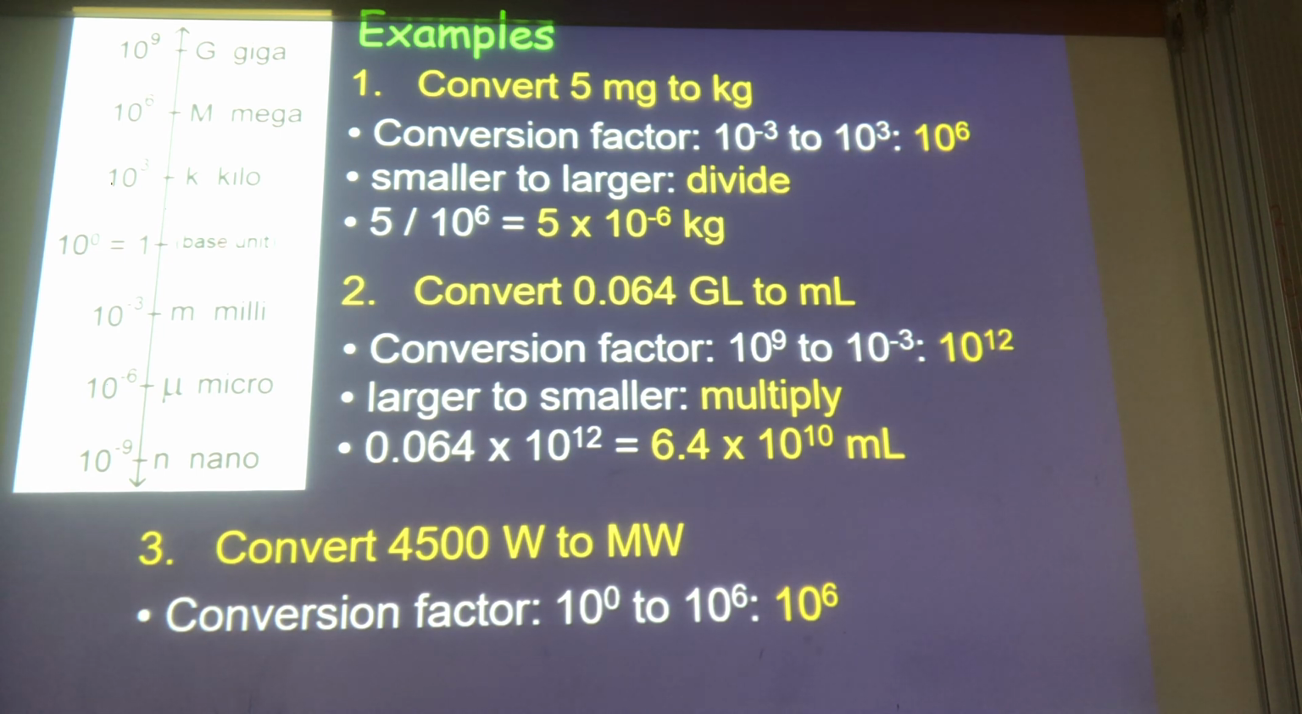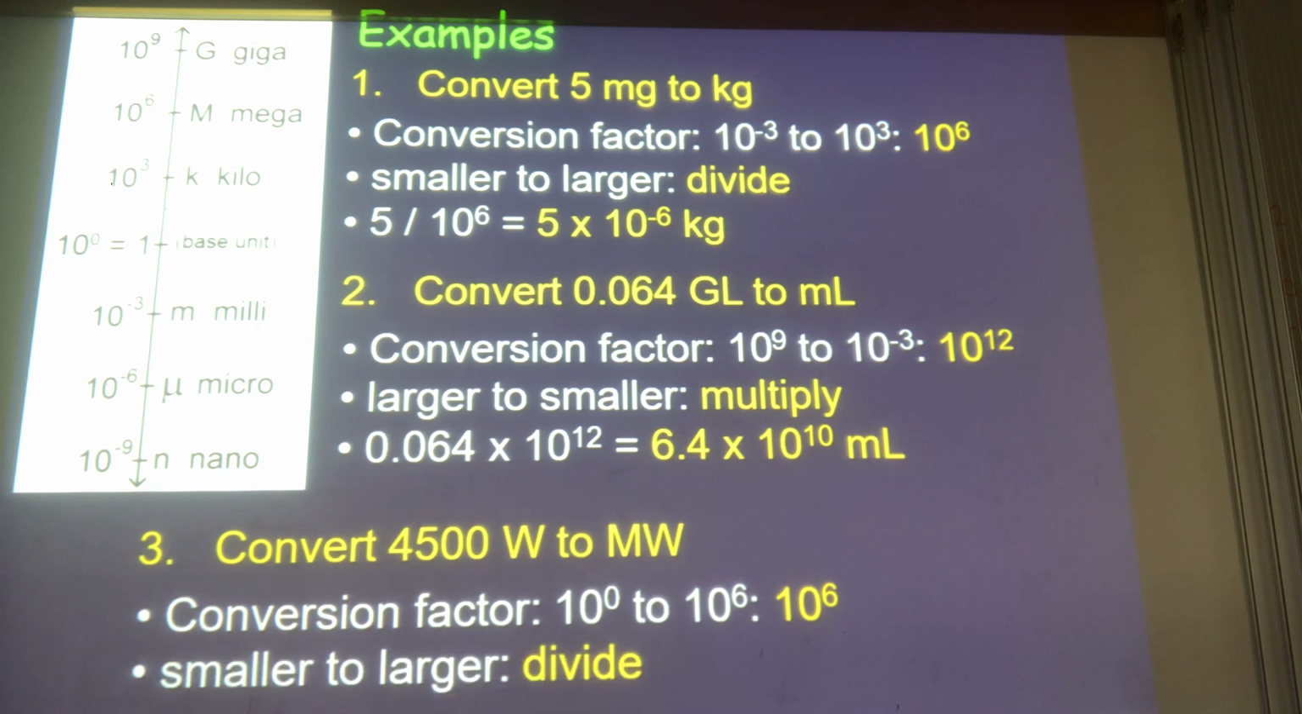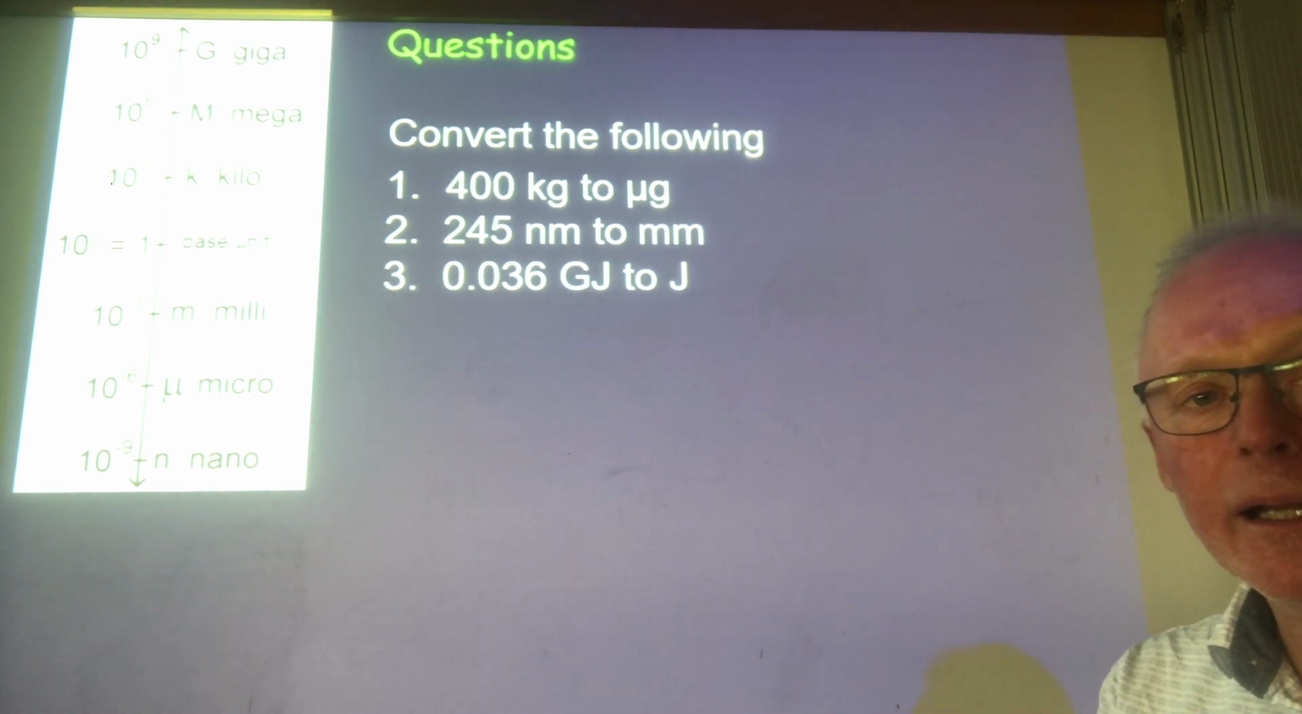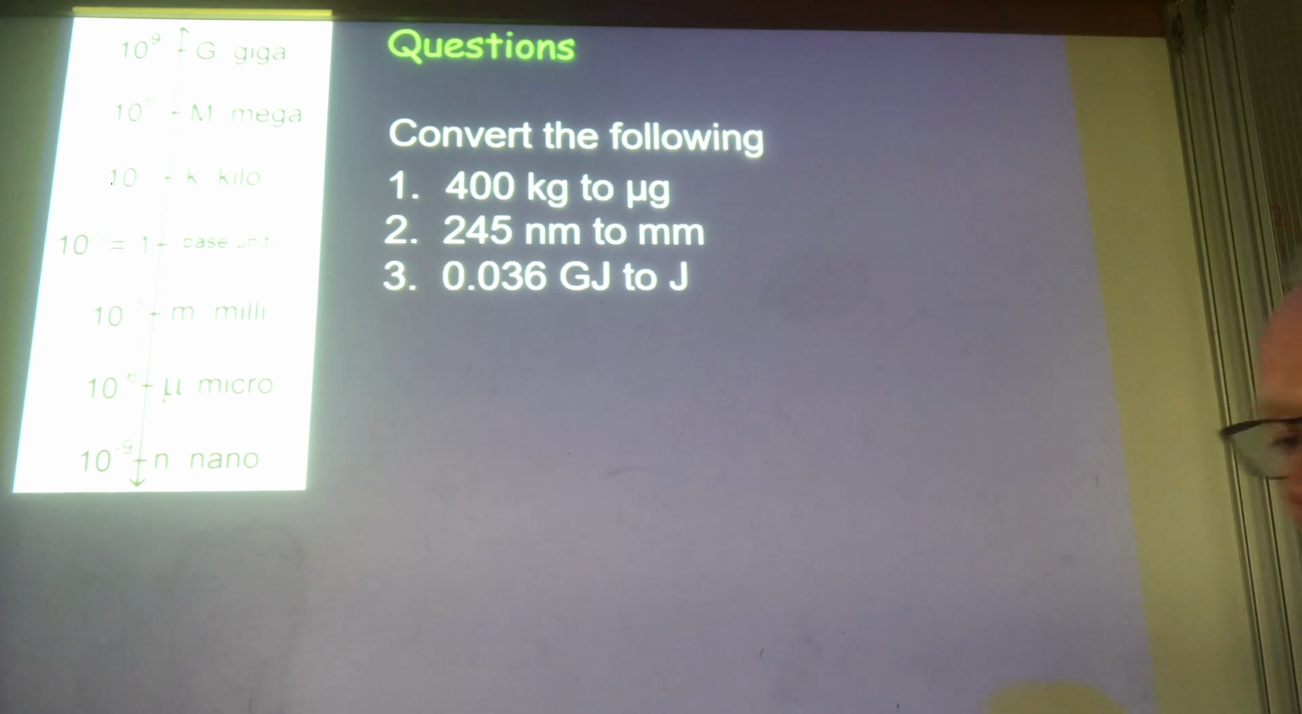This time we're going from a small unit to a large unit, so we will divide. So 4,500 divided by 10 to the power of 6 gives us that. Have a go at those questions, and submit your answers online.